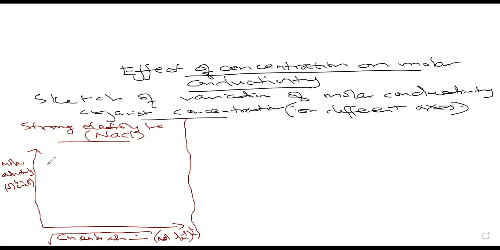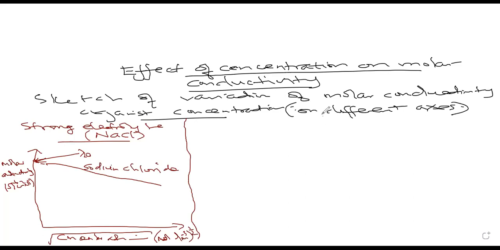Now, for a strong electrolyte, the graph is usually a straight line. It can be a curve, but that curve is slanting that way. It doesn't touch the y-axis directly. To make it touch the y-axis, we do what we call an extrapolation. We extrapolate the graph, and this value here we usually call molar conductivity at infinite dilution, or molar conductivity at zero concentration. Now this is for sodium chloride, a strong electrolyte. That's the variation of molar conductivity with the square root of concentration.